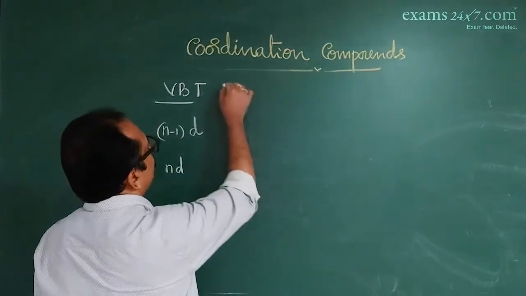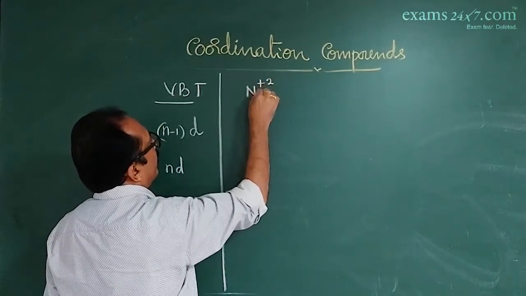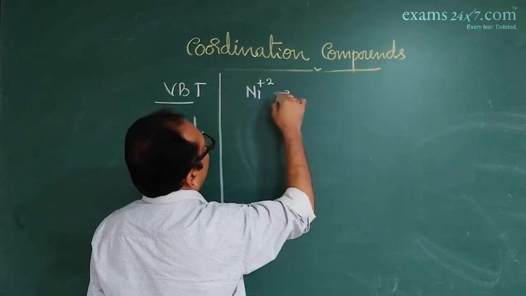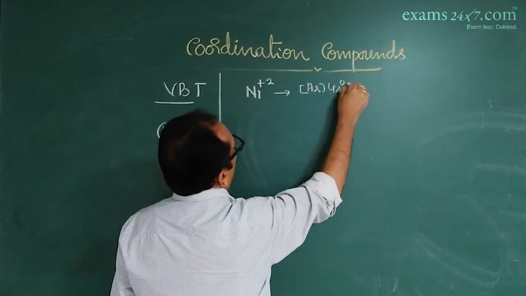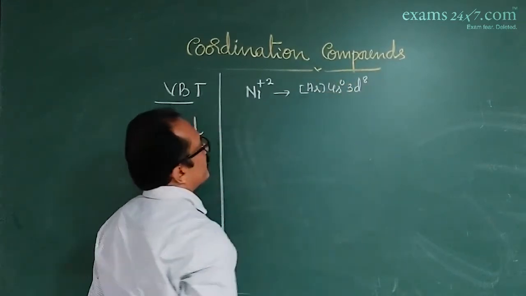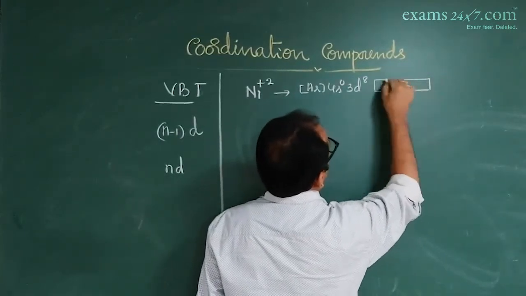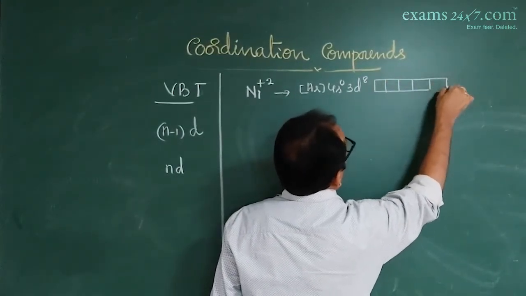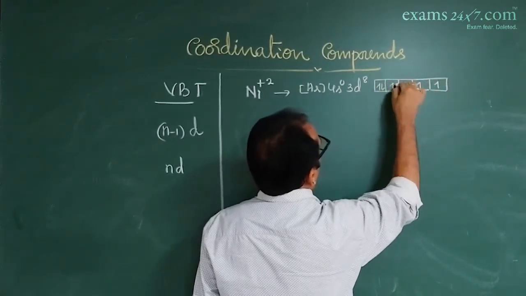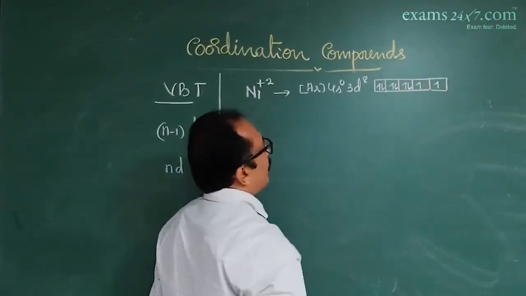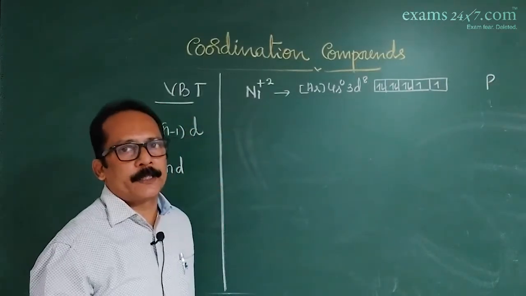Now, with the nickel ion, Ni2+. The electronic configuration of nickel 2+ is argon 4s0 3d8. The d electrons are arranged like this; there are 8 d electrons. Now, nickel 2+ has 2 unpaired electrons, and the magnetic property is paramagnetic.